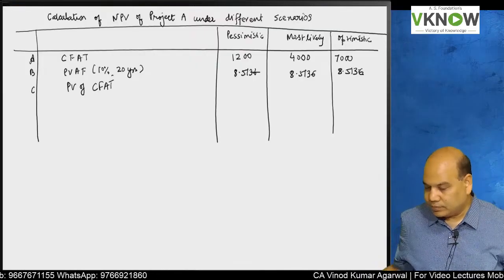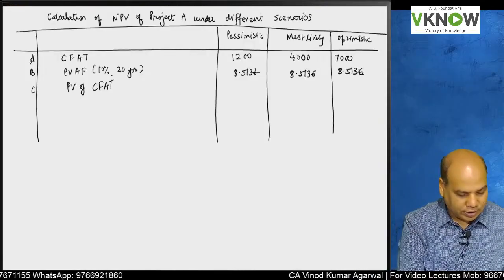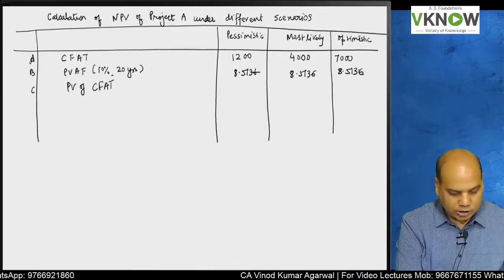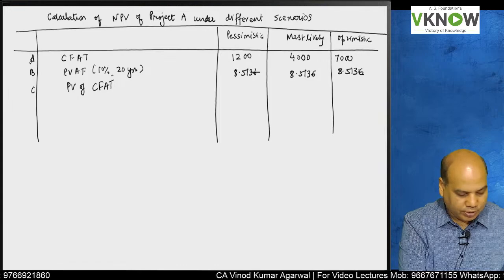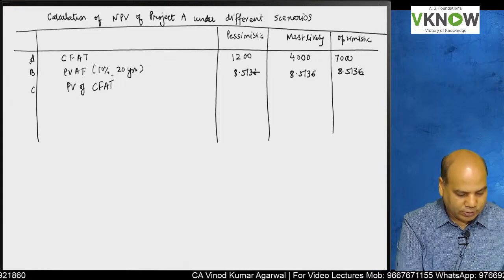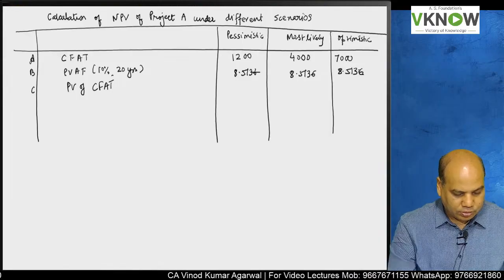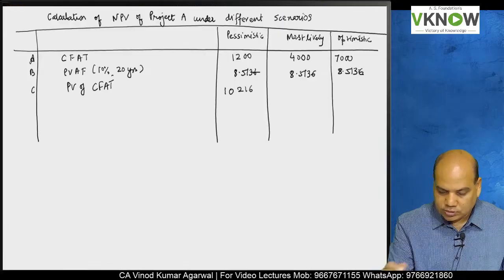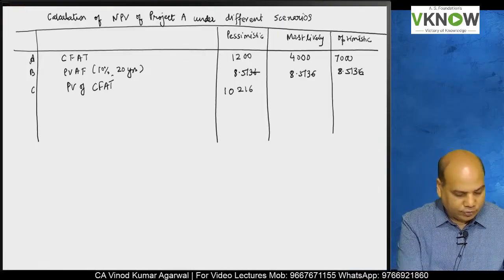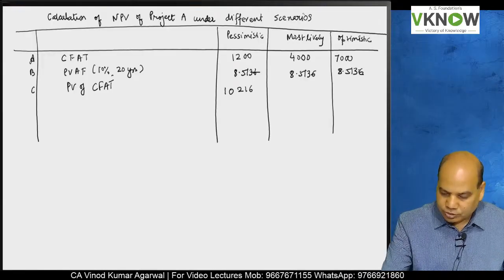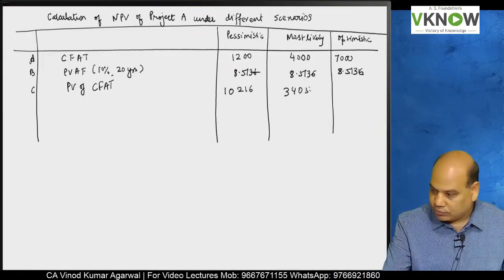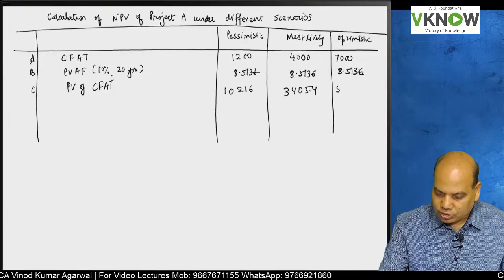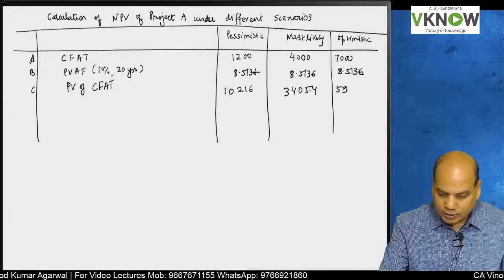PV of CFAT. So you will say 1200 into 8.5, or I'll tell you one shortcut. First you type 8.5136 into 1200, equal to, round off the last digit, 10216. Then just type 4000 and press equal to, you will get 34054. And now you type 7000 and press equal to, you will get 59595.